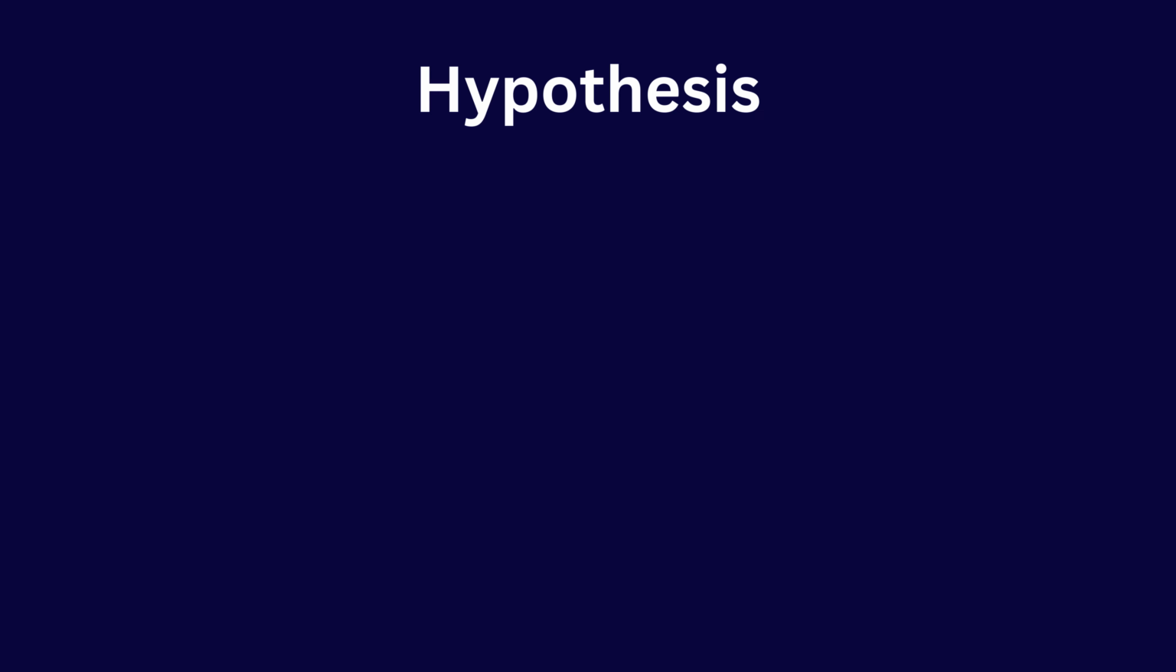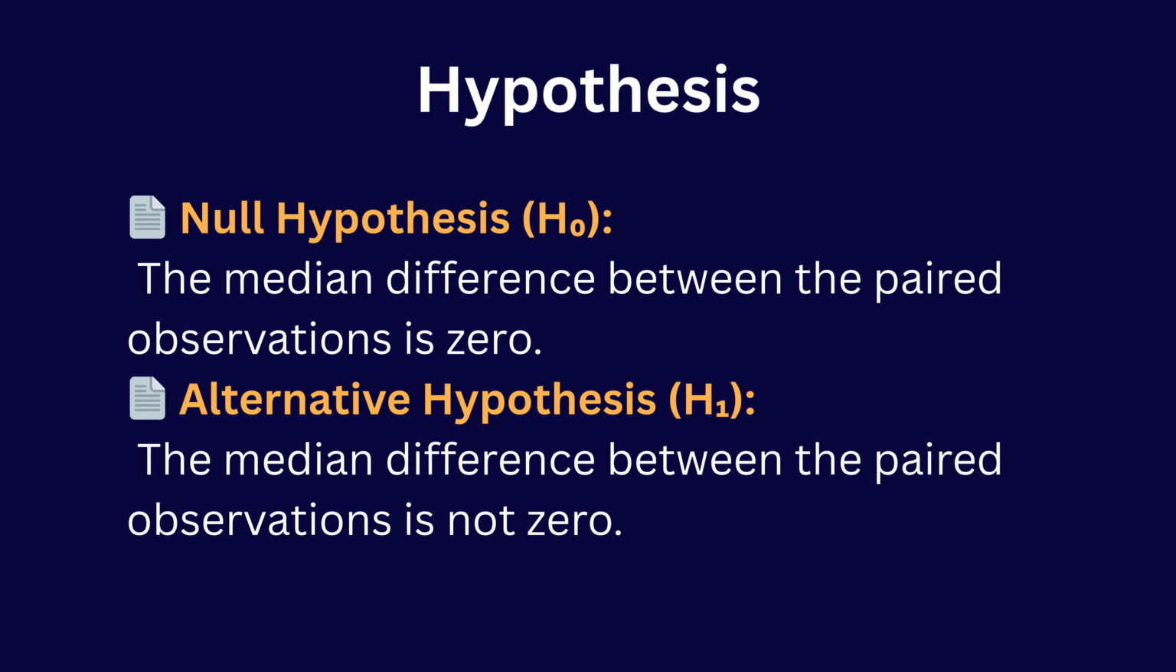Hypotheses. Null hypothesis: the median difference between the paired observations is 0. Alternative hypothesis: the median difference between the paired observations is not 0.